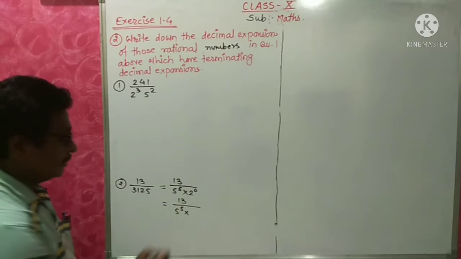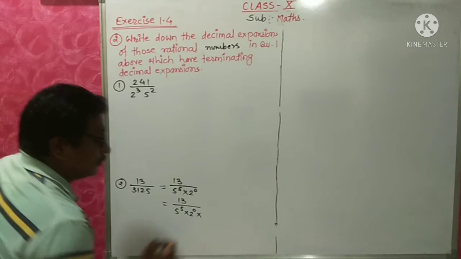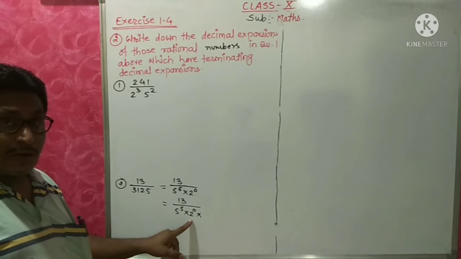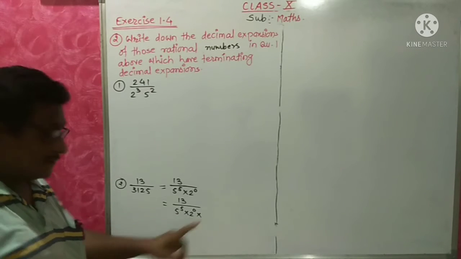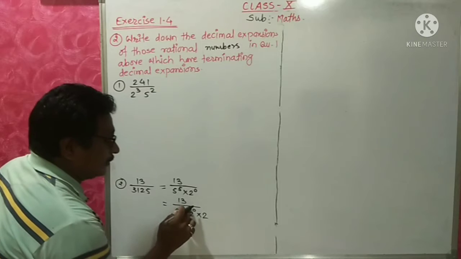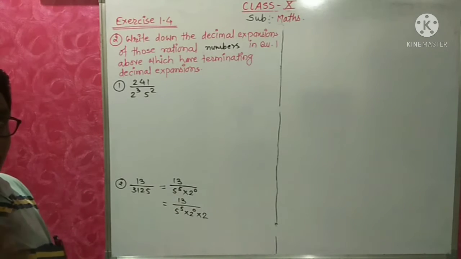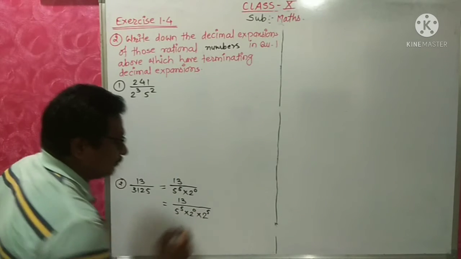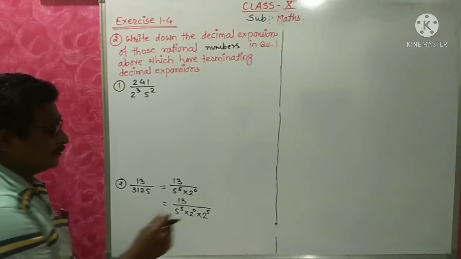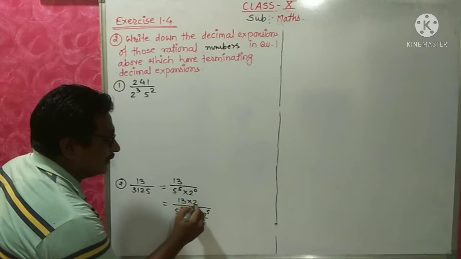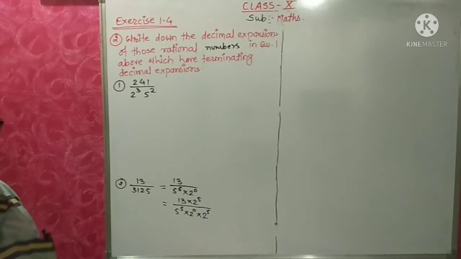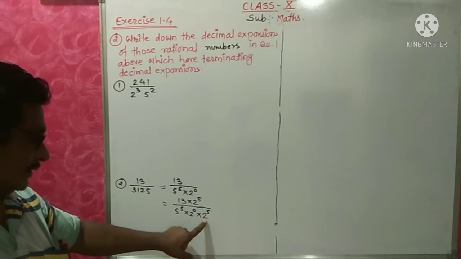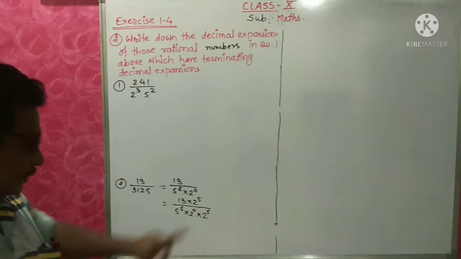So here also 2's power should be 5. According to the laws of exponents, addition is there. So to 2 raised to the power 0, which number will we add? We will get 5, 5 only. So here 2 raised to the power 5. Whatever number we are taking in the denominator, the same number we have to take in the numerator.